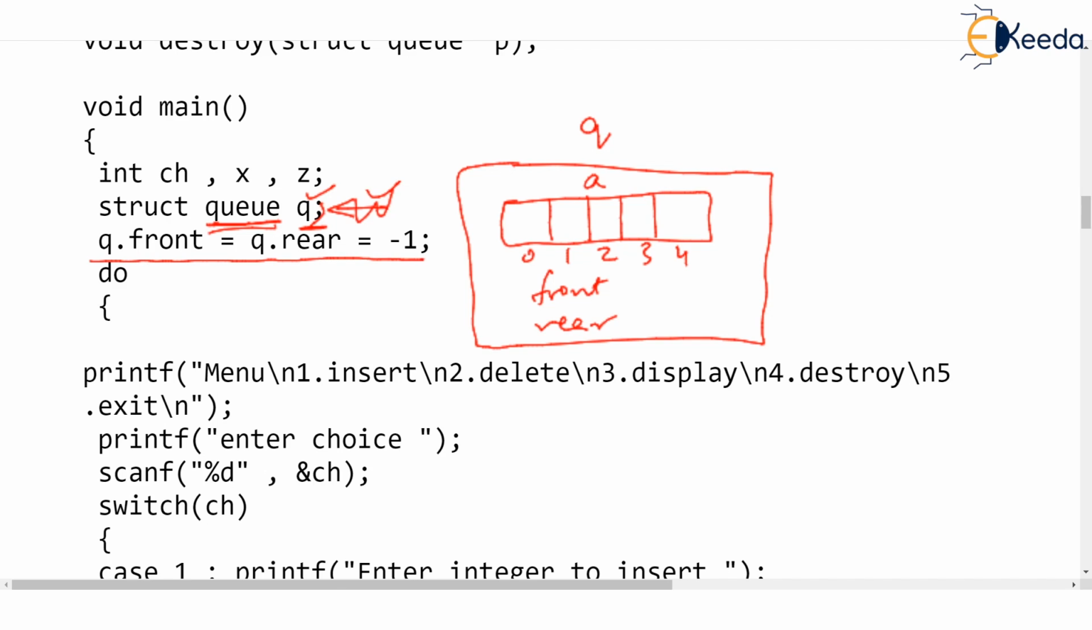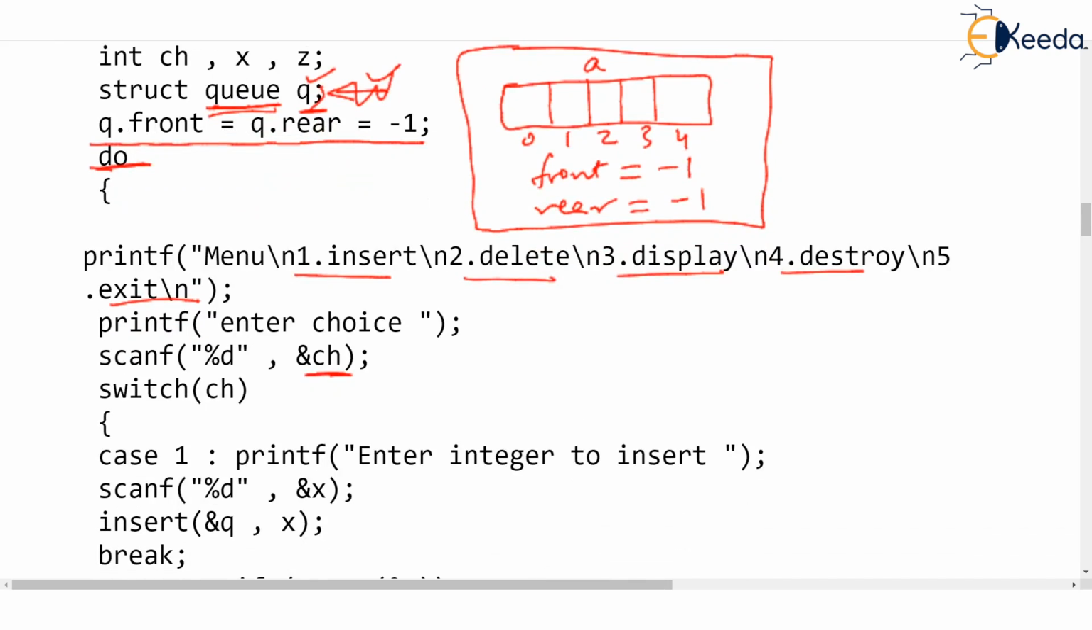Also, you know the significance of this line. We should initialize front and rear to -1. Why? Because the queue is certainly empty right now. So queue is empty if front is -1. And then we have written a menu driven program using do while loop and switch case, where the options are first for insert, second delete, 3 display, 4 destroy, and 5 exit. And user enters the choice.